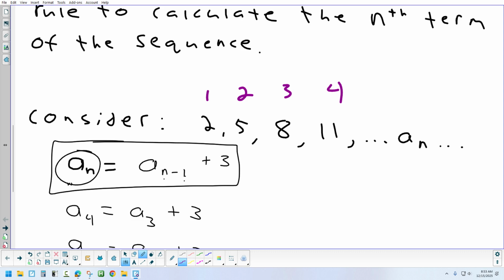What I've written in purple is the position of each of those numbers. The 2 is in position 1, the 5 is in the second spot, the 8 in the third, and 11 in the fourth spot. What I want to look at is, is there something you can do to 4 that would turn it into 11? And then is there something you could do to 3 that would turn it into 8? So I'm looking for something I can do to the number in purple to turn it into the number in black.